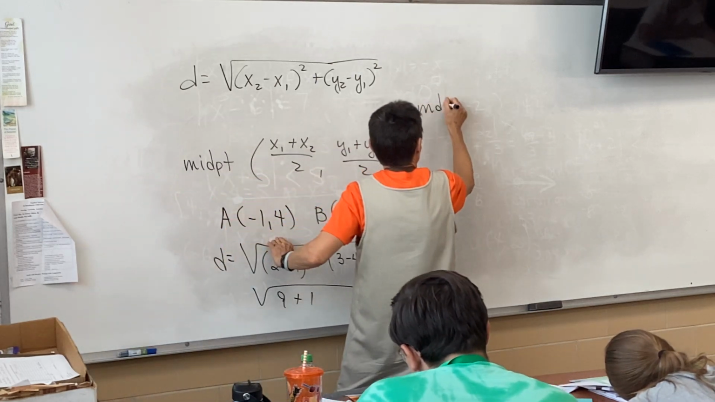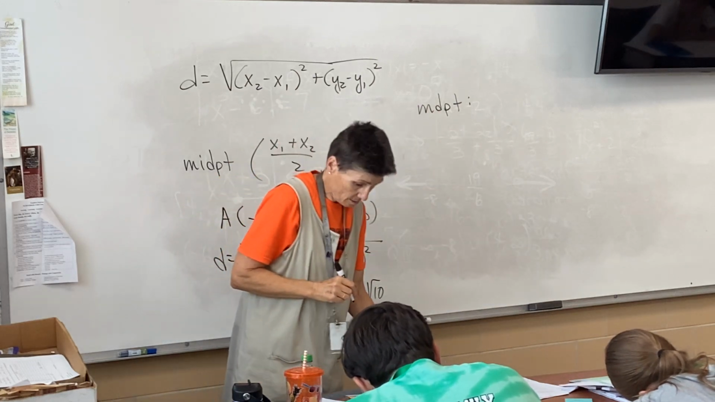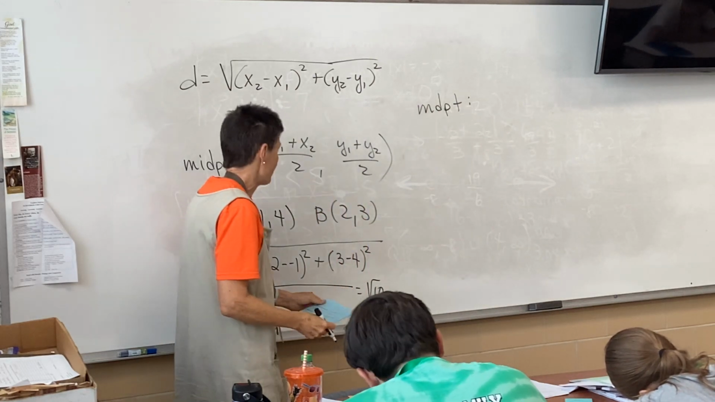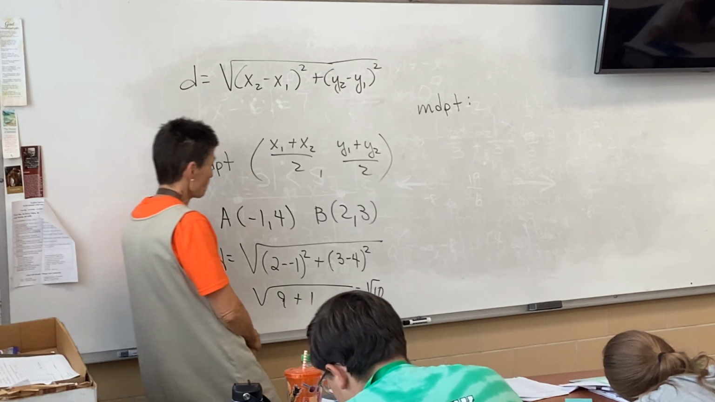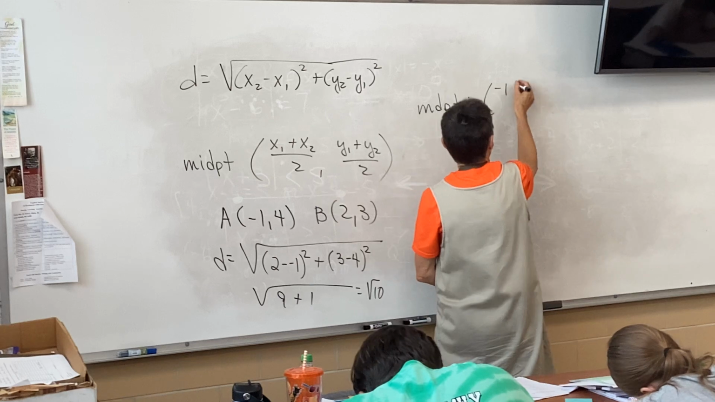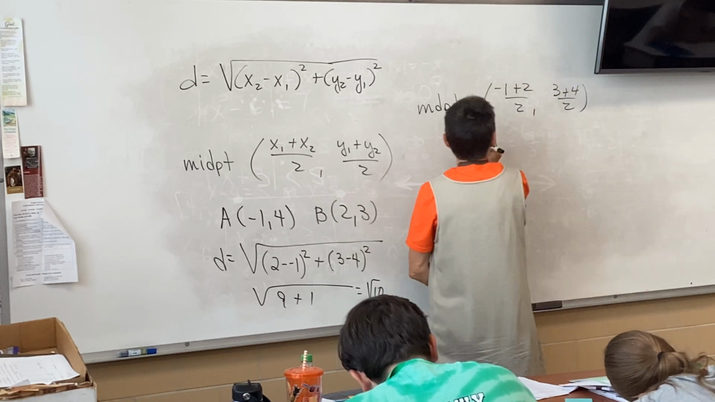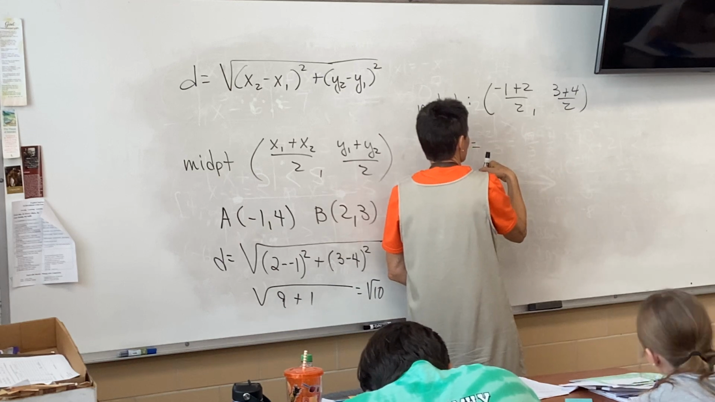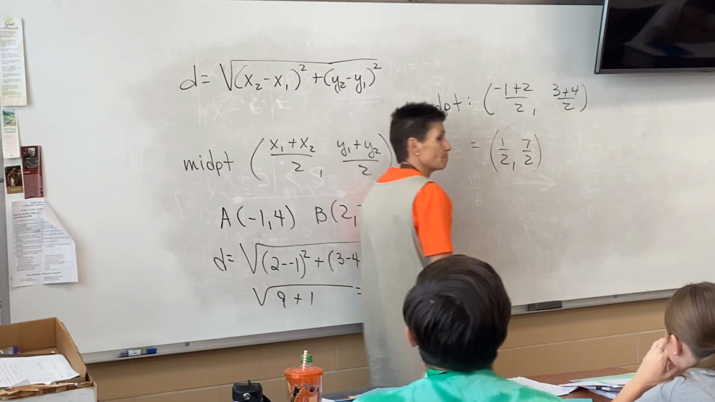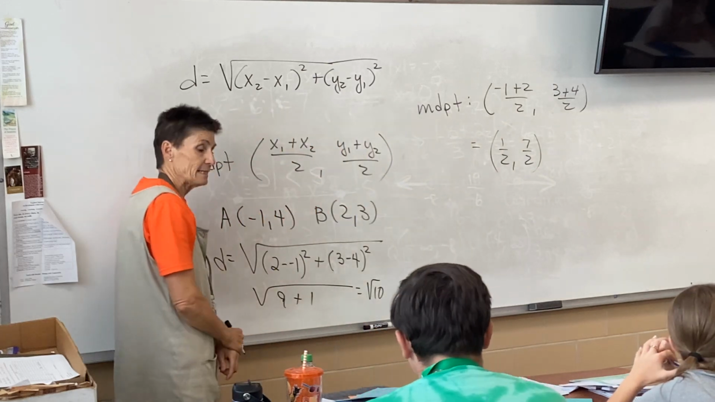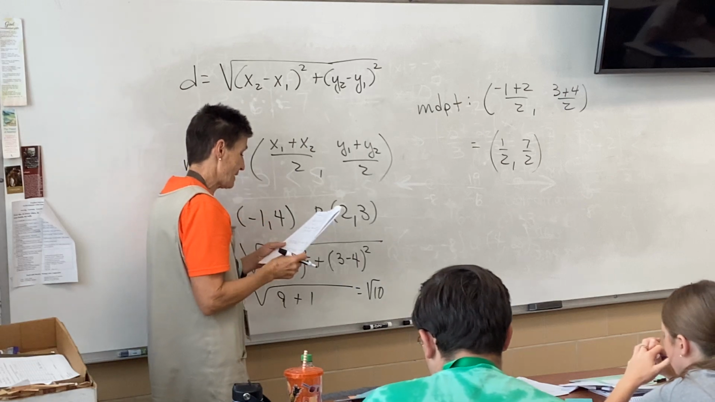What's that going to be? Emily, what you writing down? What are you writing down here to find your midpoint? Negative 1 plus 2 over 2, and then 3 plus 4 over 2. Perfect. Some of you probably don't even write this stuff down if you do it in your head. Did you get 1/2, 7/2? Perfect. Easy, easy, easy.